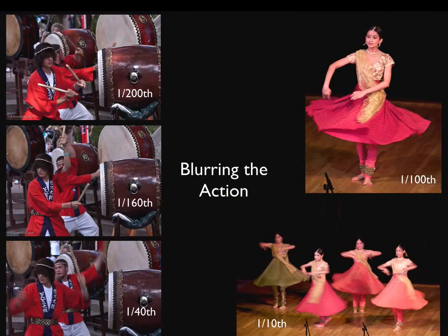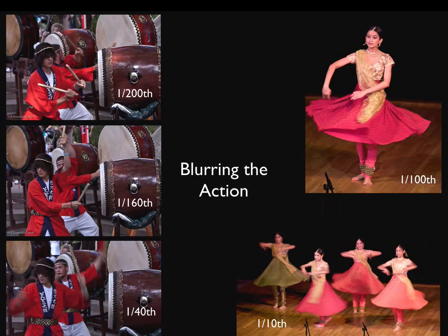When we look at blurring the action, if you look at the images on the left, you can see at 200th of a second, they're pretty well frozen. And as I make my way through to a 40th of a second at the end there, you can see their hands are blurred, the hair is blurring. It gives you a greater sense of movement. Is that what you want in your image? If so, then that's what you need to select.